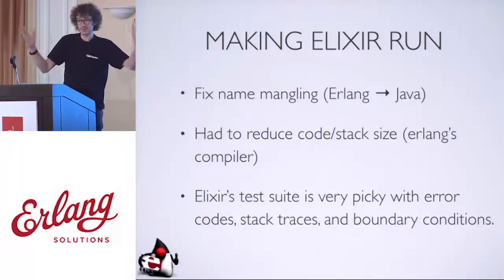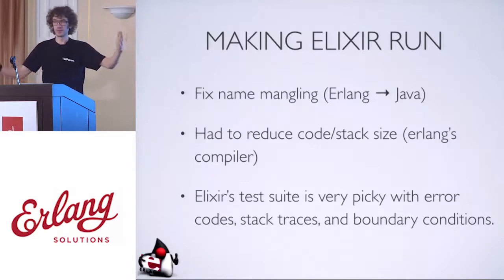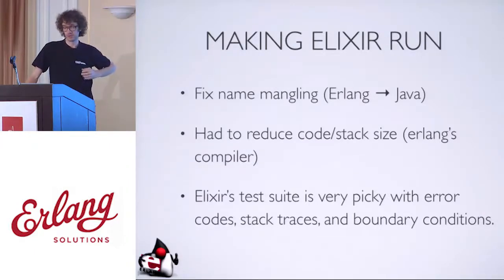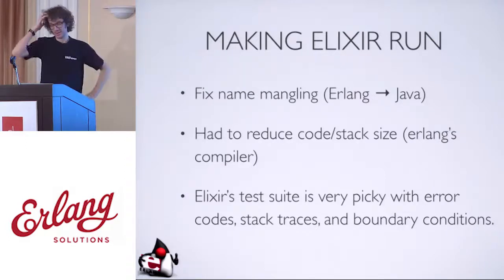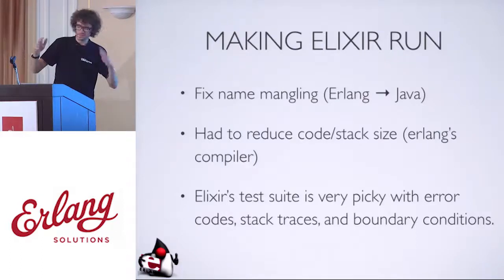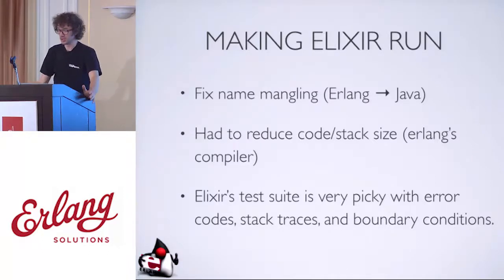So Erjang has a fixed stack size. When you start the JVM, you say what stack size you want threads to have, and that's it. Of course, I made that big. I did various code generation rewrites to reduce the stack size. And then Elixir's test suite is actually very, very picky with all kinds of error conditions, and makes sure that stack traces are exactly the same. All kinds of boundary conditions. I've really been impressed with Elixir's test suite. There's a ton of work being put into it. It's a super high quality test suite.